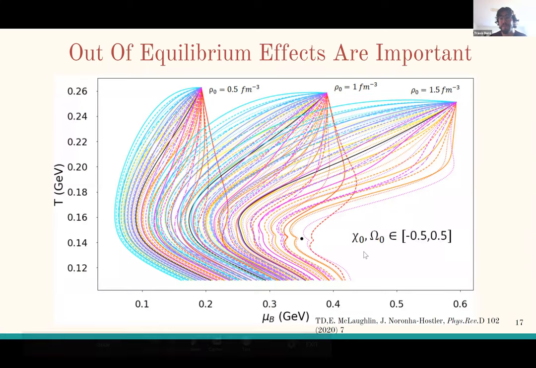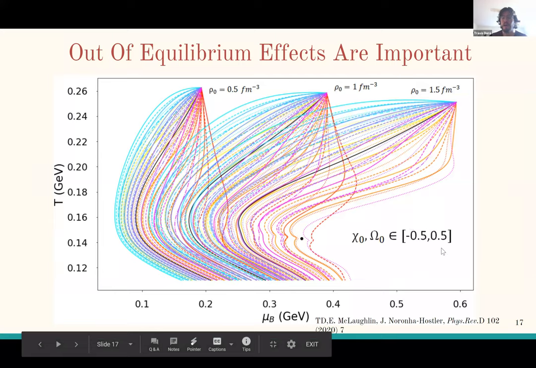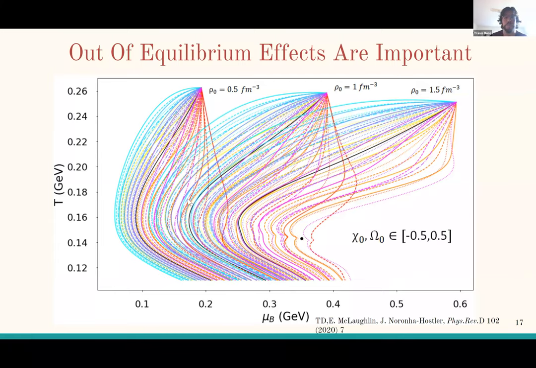And given that freedom, you can get a wide range of trajectories through the phase diagram. All three of these points have the same initial energy density, and of course, they have three different initial baryon densities. The only other things I have to initialize, given that all my transport coefficients are fixed, is my viscous part. Initializing my viscous parts differently leads to all of these different trajectories. So that's the point: the out of equilibrium effects are really what deviate you from the isentropic trajectories. Thank you. Thanks for the question.